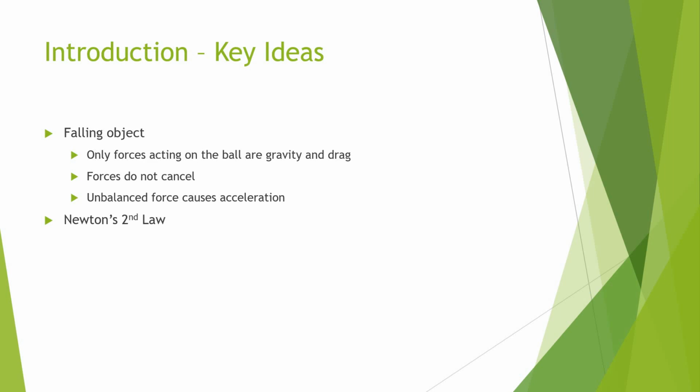An object released from rest only has two forces acting on it. These are the force of gravity and drag force, which act in opposite directions. However, these forces do not cancel because the force of gravity is stronger than the drag force. This results in an unbalanced object, thus causing acceleration. According to Newton's second law, an object's acceleration is equal to its net force divided by mass. Since the net force is not equal to zero, there is an acceleration in the downward direction.